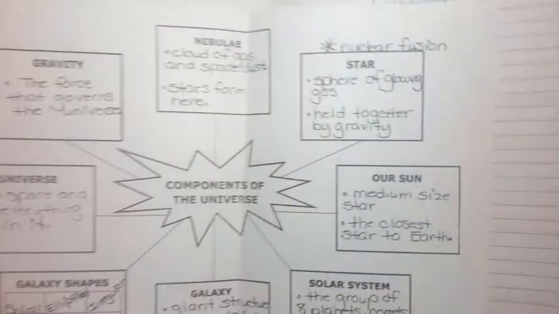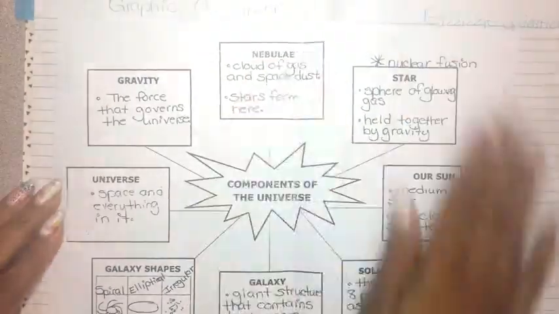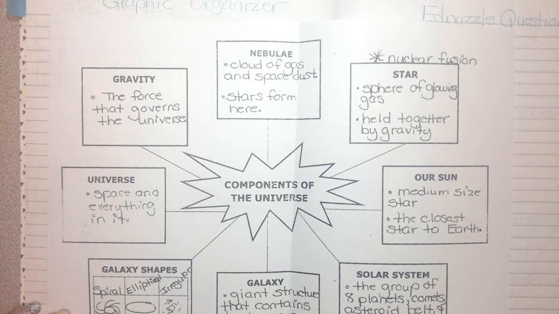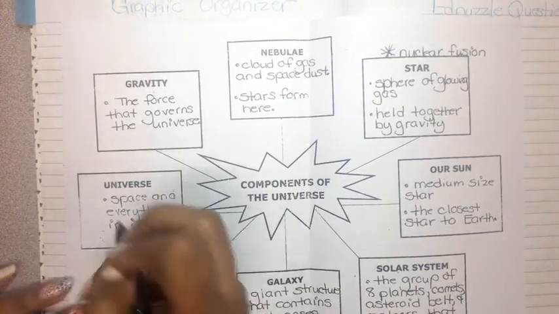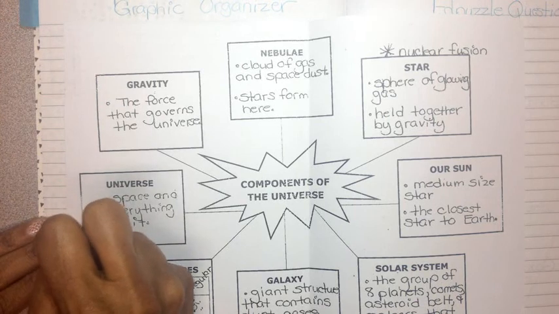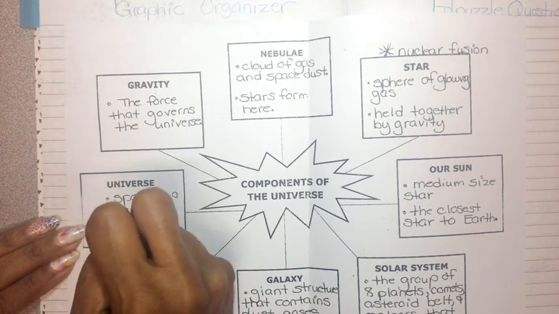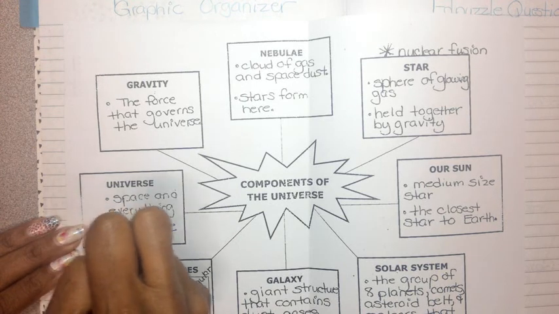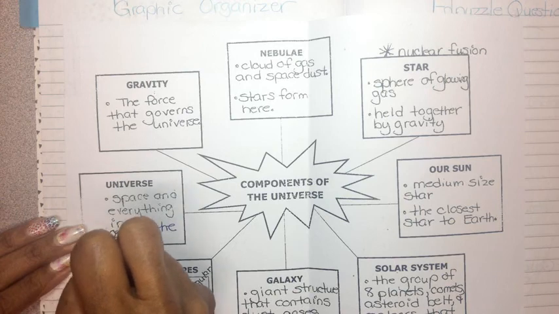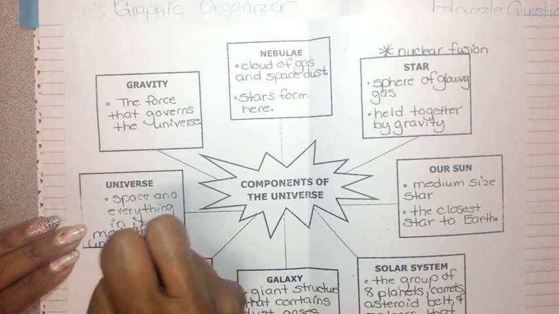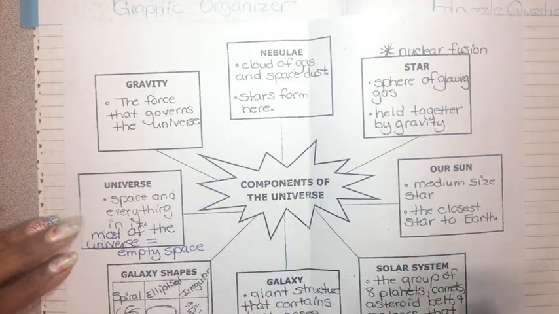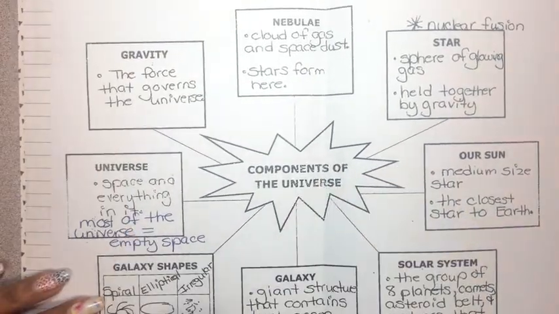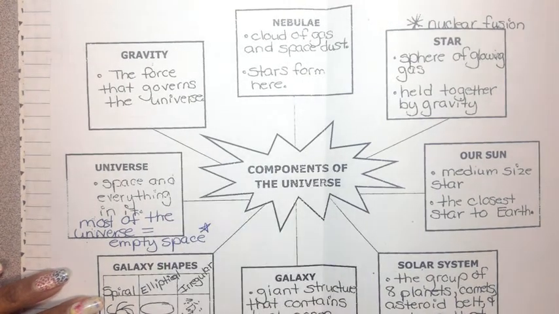Going back to the graphic organizer, here we talked about the universe being space and everything in it. Make sure you understand that most of the universe is empty space. The universe does have planets and stars and galaxies and everything, but most of the universe is empty space. Make sure you know that.